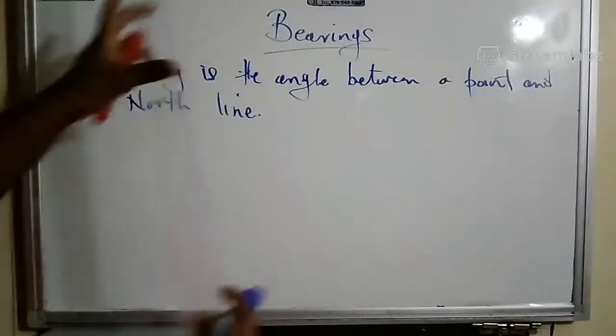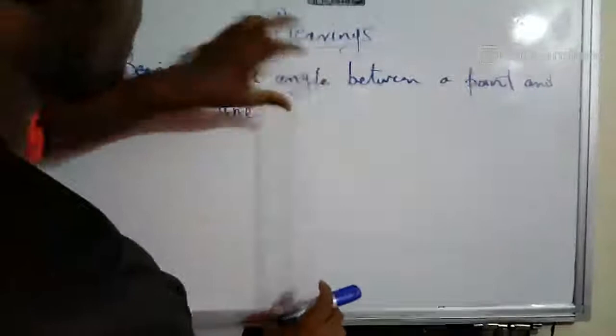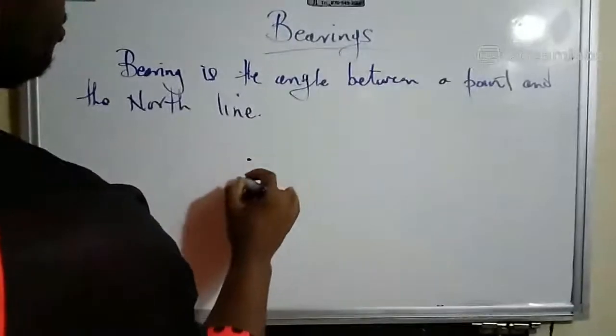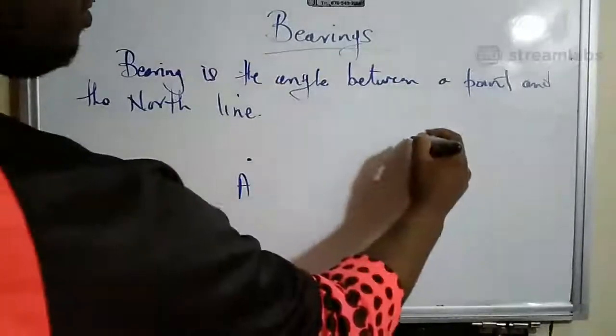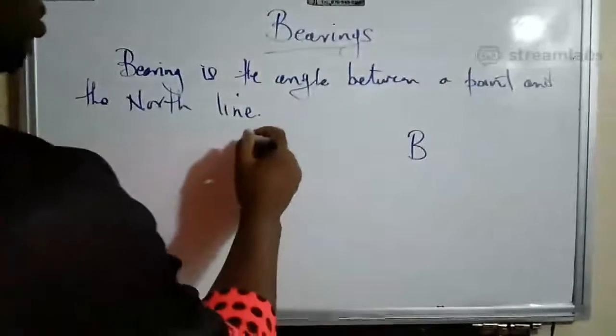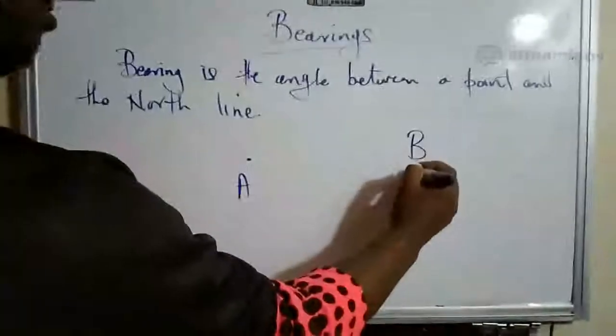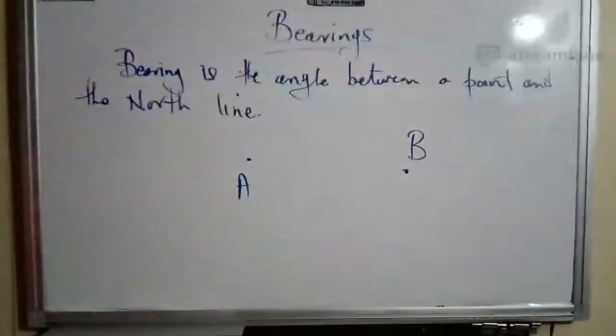Alright. Let me just draw one line. So it's just the angle, right? See, we have A right here. And for example, we have B. I want to find the bearing from A to B. What is it?